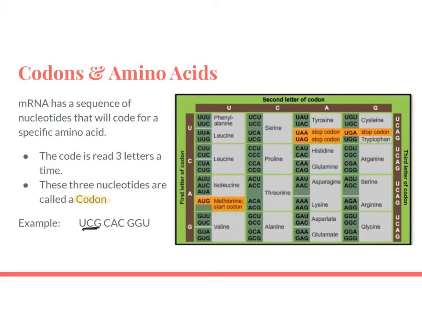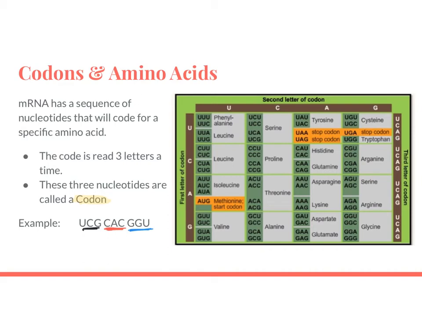Our next one you can see is CAC, and then our last one is going to be GGU. So what we have to do is we need to be able to use something called a codon chart, which we see here. And we always start on the left-hand side. And we're going to start with our first letter that we're given here. So I'm going to use this little highlighter. We'll start with our yellow.